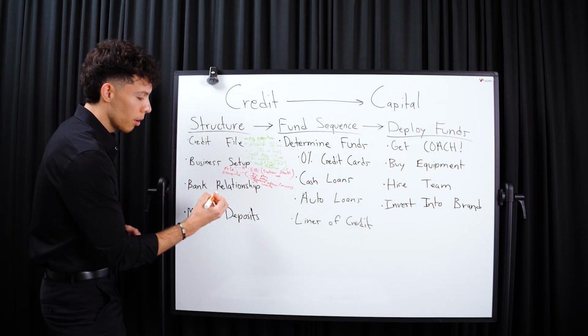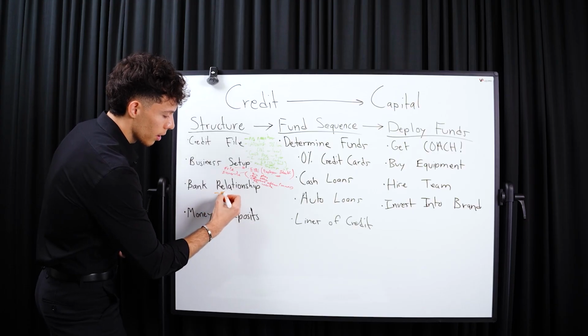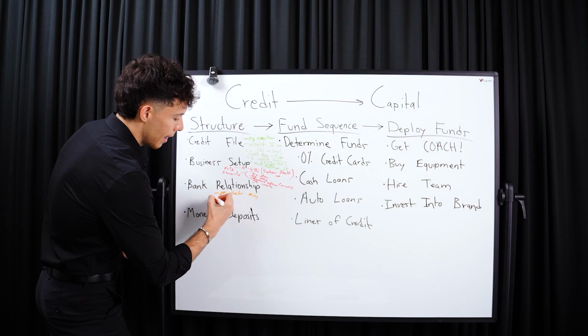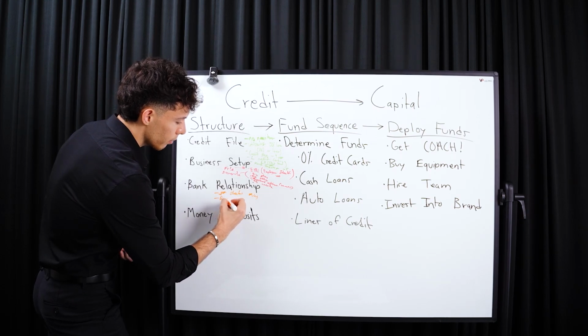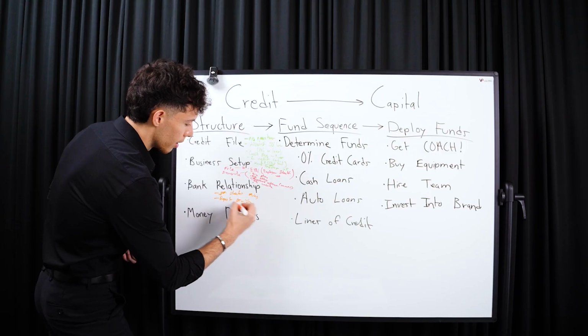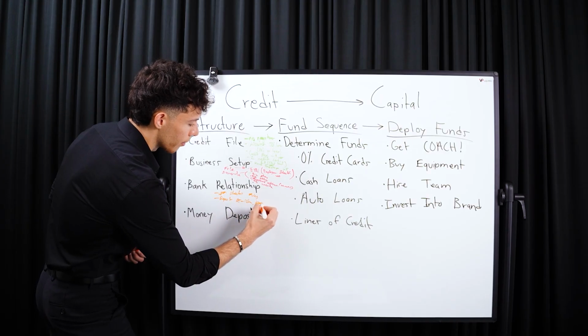So banking relationships, all it is is opening checking accounts and also opening savings accounts with the bank, and then trying to deposit money anywhere from 5 to 10K. And if you do not have this, it's okay. Deposit however much you have.